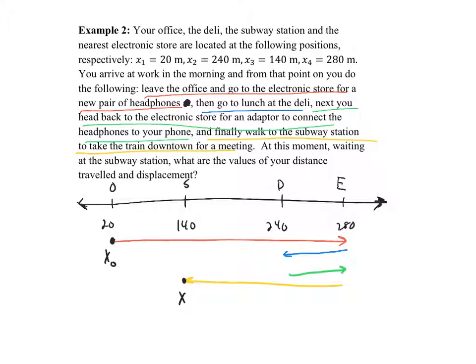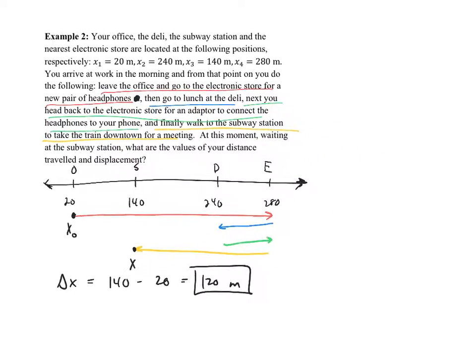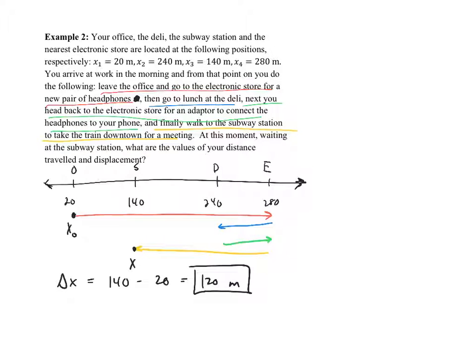And again, I get that because I take my final or current position and subtract my initial position. 140 minus 20 is 120. So my displacement, delta x, is going to be, again, 140 minus 20, which equals 120 in the units of meters. So there's my displacement for this problem. But the other part I've got to get still is the distance traveled. So it's very easy to do it by just adding numbers together right now.